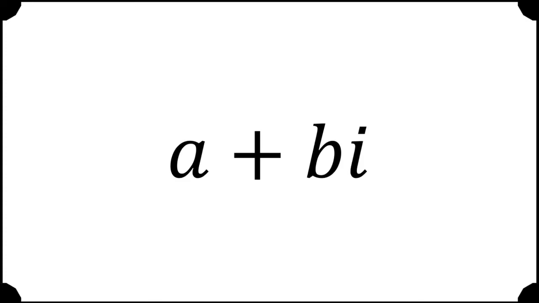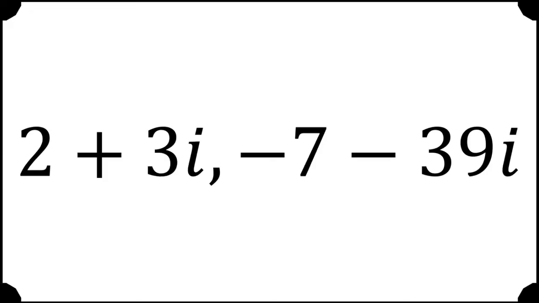Now, let's move on to complex numbers. Complex numbers are written in the form a plus bi, with a and b being any number, but a cannot be 0. For example, 2 plus 3i and -7 take away 39i are both examples of complex numbers.